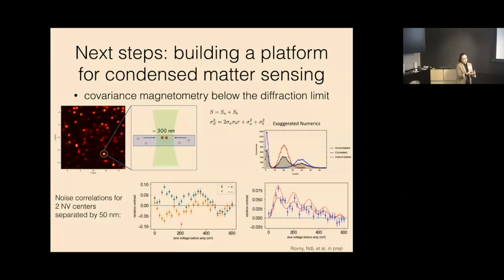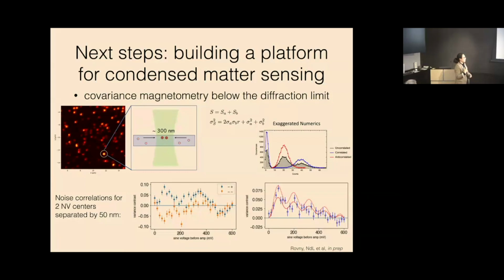So if they're correlated, I should see dark, dark, bright, bright. If they're anti-correlated, I see bright, dark, or dark, bright. I don't really care which one is which. And if they're uncorrelated, I just see an average over both of those statistical distributions. So in an exaggerated numerics kind of sense, I should see something like this. So just by calculating the variance of the signal, I actually get access to the covariance.